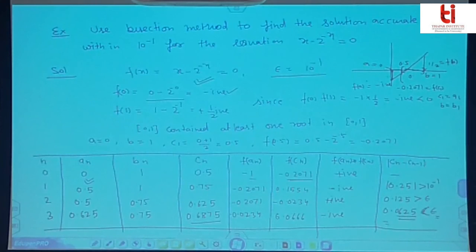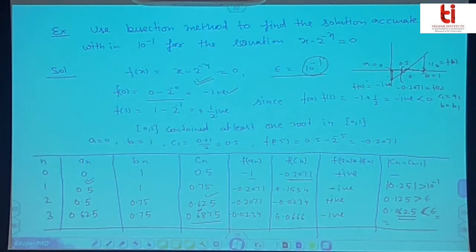If the stopping criteria change, then the number of iterations will increase. It depends on how much desired accuracy is required in the question. So if you see in this question, the C2 and C3 values are the same up to one digit, like 0.6 and 0.6, and in the second digit they differ. That's why in this question the desired accuracy of one digit is required. That's why the difference is less than 10 to the power minus 1.